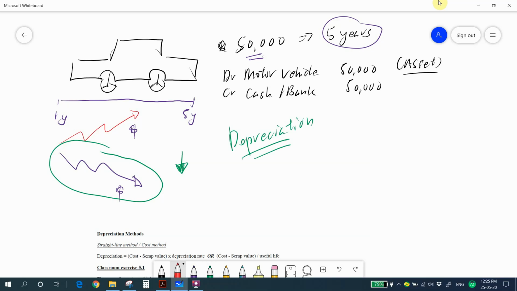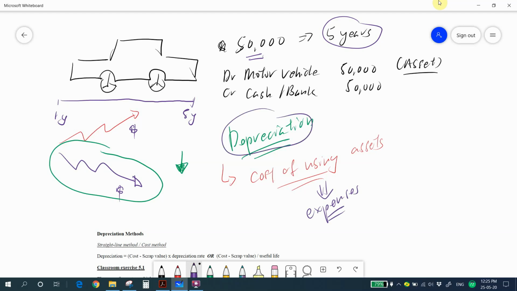Under the concept of depreciation, we will use a formula to determine what is the cost of using the asset, and the cost of using the asset we will recognize as expenses. So after you recognize the depreciation of your asset, the asset value will decrease over the year. So this concept is called depreciation. So let's go back to the textbook.